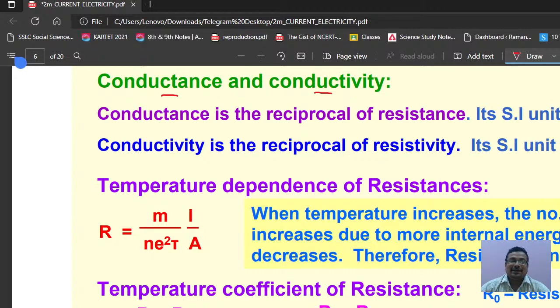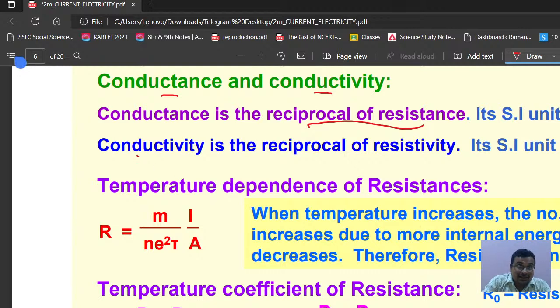What do you mean by conductance? Resistance is opposition to the flow of charge. So what will be the meaning of conductance? Yes, very good. It is the reciprocal of resistance. What is the SI unit of resistance? Resistance is ohm. Now conductance is the reverse, mho.